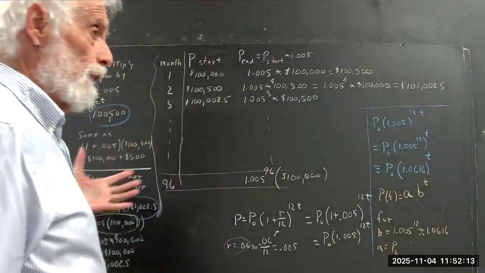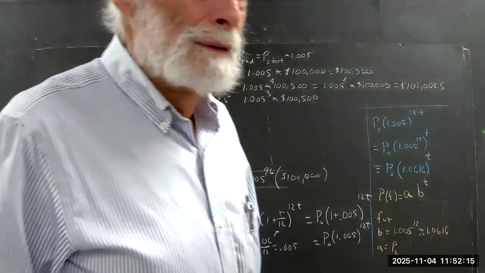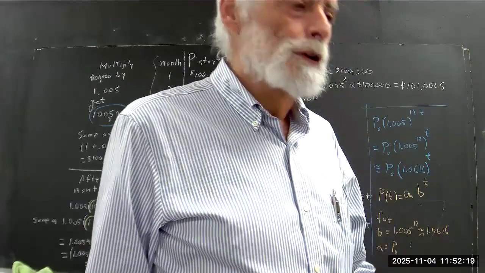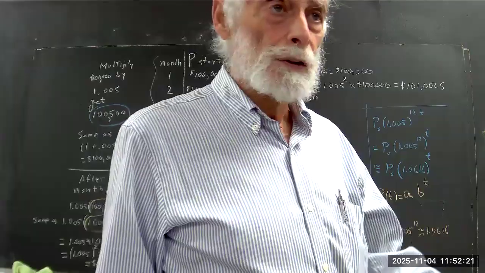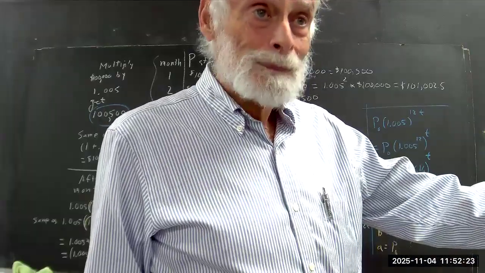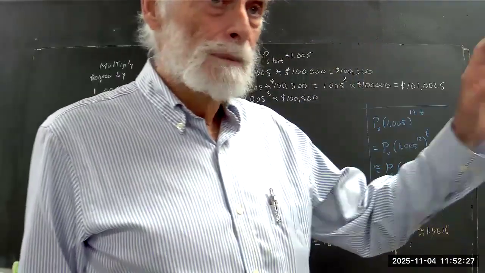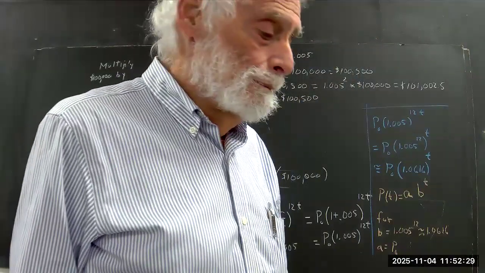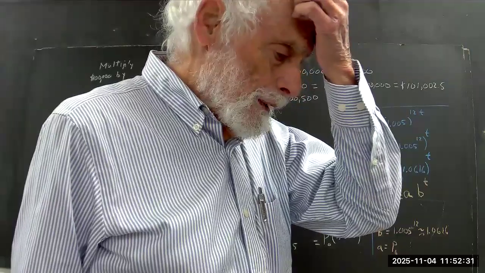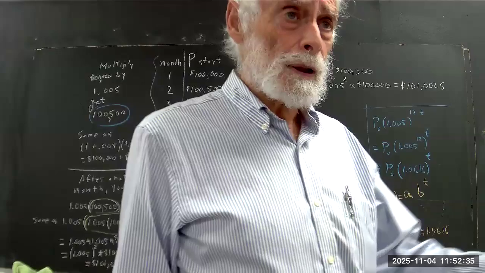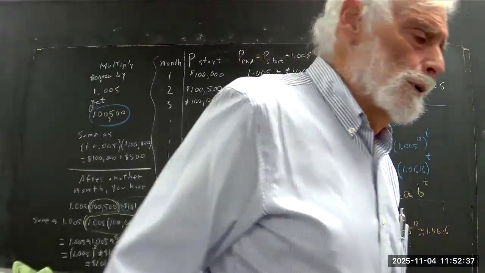So try to understand this. This is practically useful. You're going to be buying things. You're probably going to be buying things on credit. You're going to pay interest. You're probably going to put money in a bank or something, and draw interest on it. You want to understand what's going on and why compound interest is important.